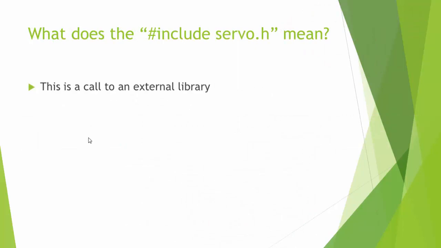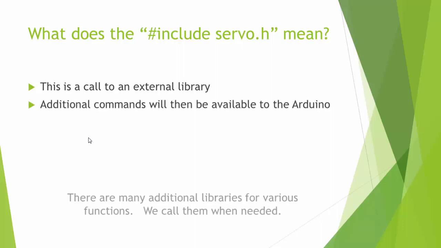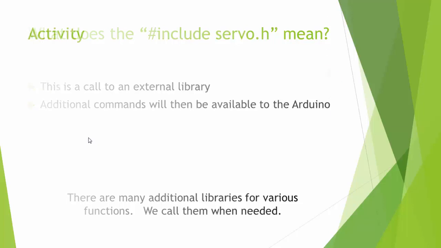The specification in our code that we saw in the example, saying include servo.h, is a call to an external library. This gives us additional commands that can be available to the Arduino. There are lots of these libraries available for various things. We call them when they're needed. We have to make sure they're available to our IDE as we're doing our coding.